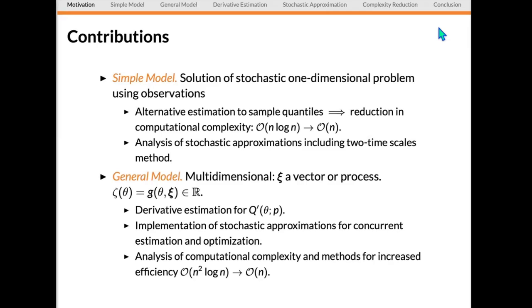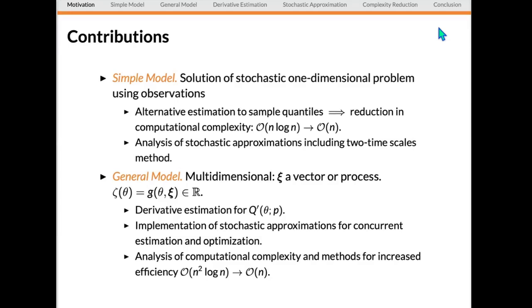So you have C1, C2, C3, you have observations of the data, and you need to estimate not just the quantile, but also the derivative of the quantile. So that's one of the things we've done. And then I implemented stochastic approximations for concurrent estimation and optimization. And we proved the results.